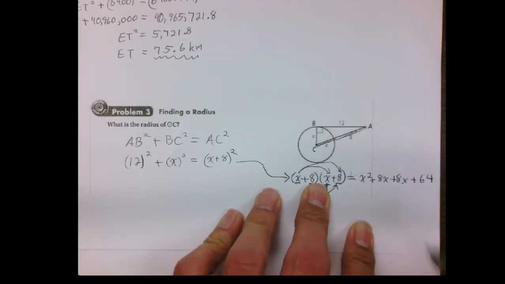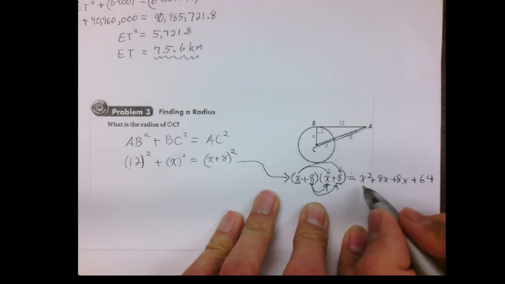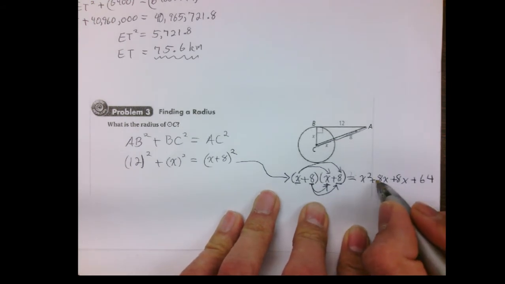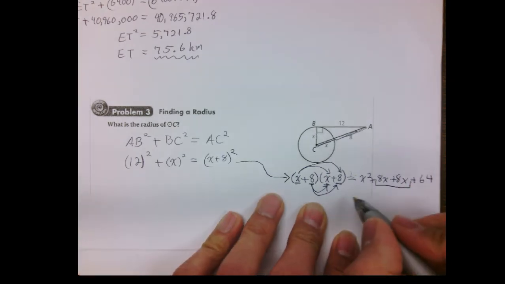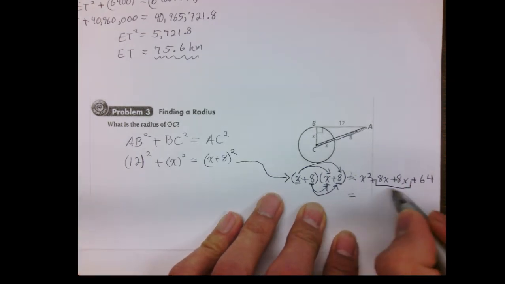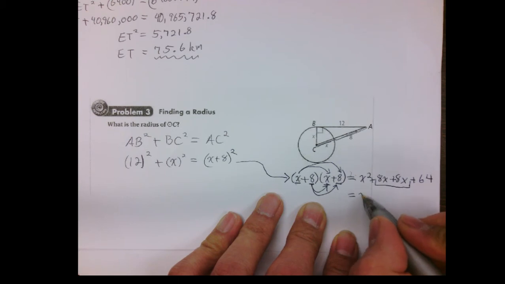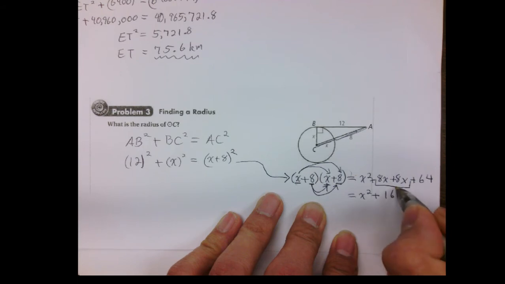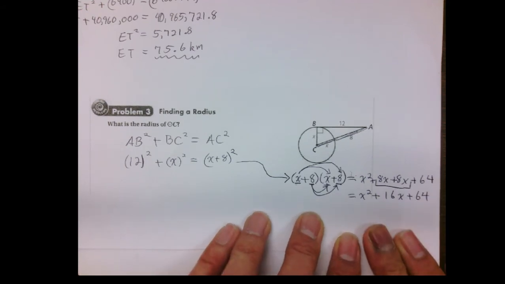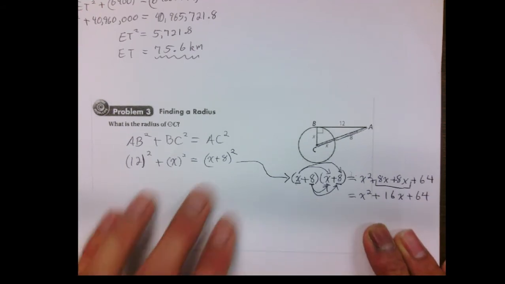So now what do we do? Well, you notice in the middle here, we've got an 8x and another 8x. Well, those are like terms. So you combine them, right? That's what you do with like terms, you combine them. 8x plus 8x is 16x. So that's what we get from adding those two, plus 64. So that's our result there from squaring x plus 8.